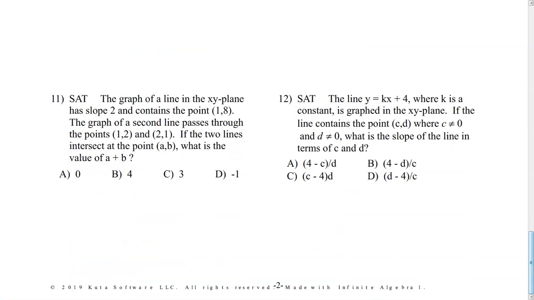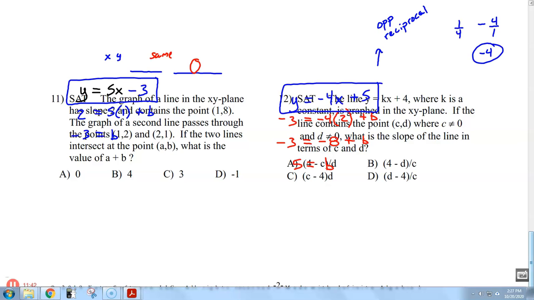SAT problems. Graph of a line has a slope, contains the point. We did this one with algebra in class. I'm actually going to do it using graphing. I think this one works pretty nice. It gets kind of rough because it says if the two lines intersect at (A, B), what is the value of A plus B?